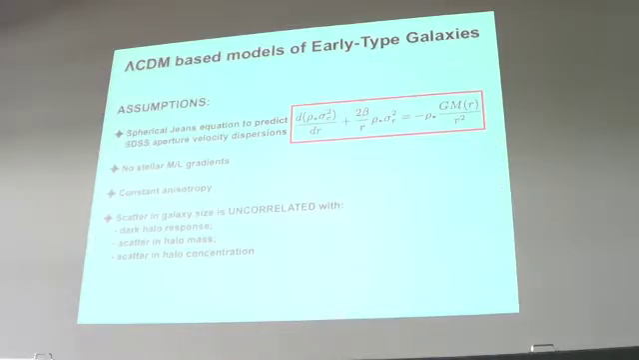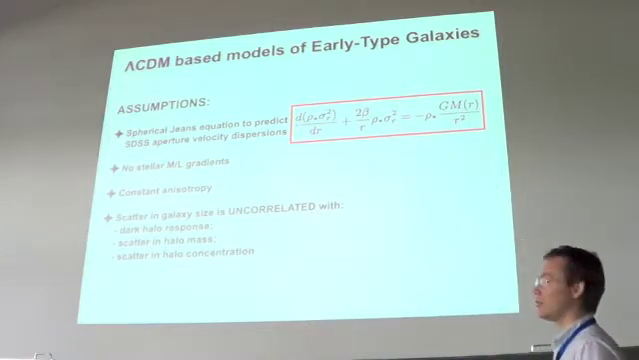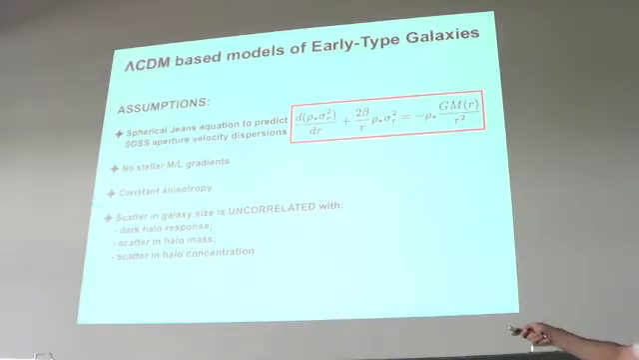Some assumptions: we're using the spherical Jeans equation to predict the aperture velocity dispersions. We're assuming there's no stellar M over L gradient, so the light profile is actually describing the true stellar mass profile up to a normalization. We have constant anisotropy, although this really doesn't make much difference. More important, and if you wanted to disagree with any of the assumptions, it might be here, I'm assuming that the scatter in the galaxy size is uncorrelated with the form of the halo response, the scatter in halo mass, and the scatter in halo concentration. This is an important assumption I'm making.